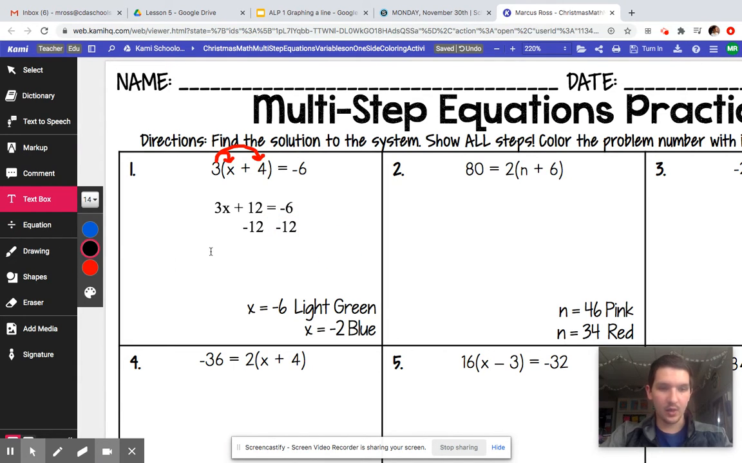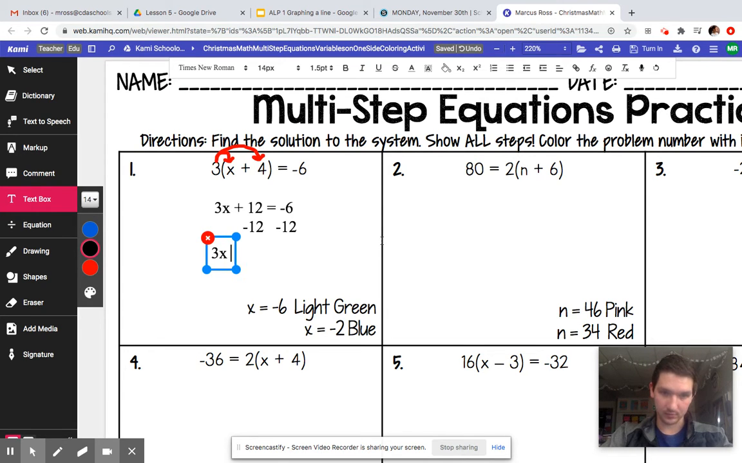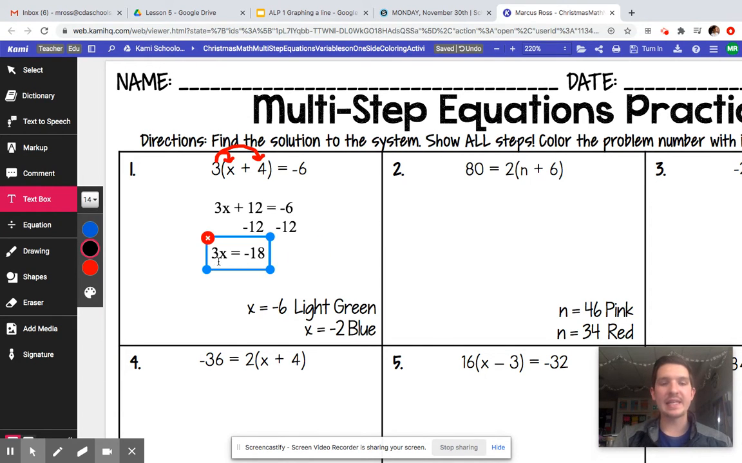And so let's go ahead and drop down everything we haven't messed with. So we haven't done anything with 3x. 12 minus 12 is 0, so that's gone. We just took care of that. That's disappeared. We haven't done anything with our equal sign. But we do have to figure out what is -6 minus 12. Well, if you think about it, if we're at -6 on the number line, and we go down 12 more spaces, you're at -18, right? So we're at 3x equals -18 right now.